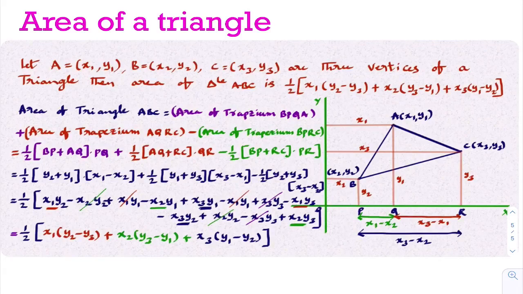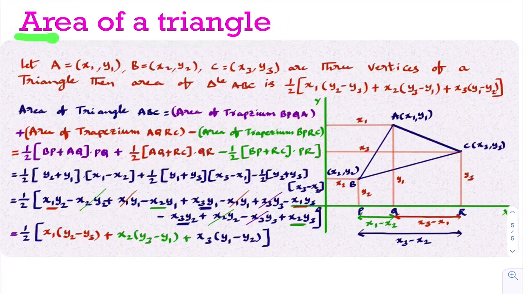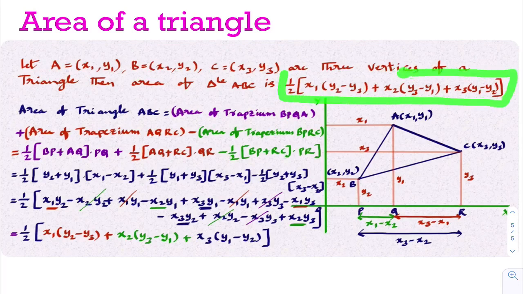In this class, we are going to learn the proof of the area of a triangle. You already know this from SSLC. To calculate the area of a triangle, the formula is half into x1 into y2 minus y3 plus x2 into y3 minus y1 plus x3 into y1 minus y2. However, in this class, we are going to prove this formula, its derivation.